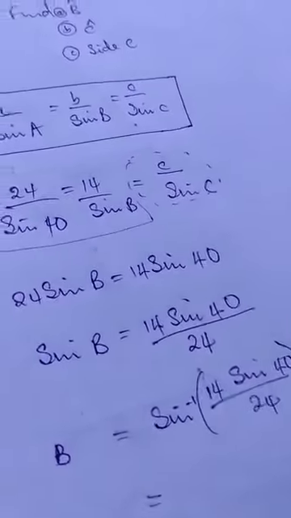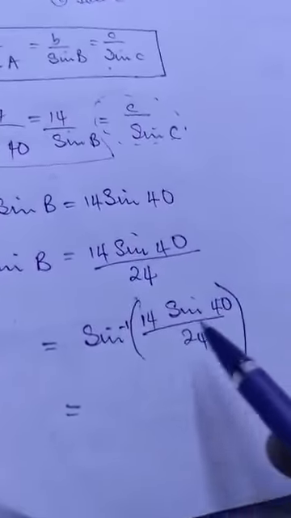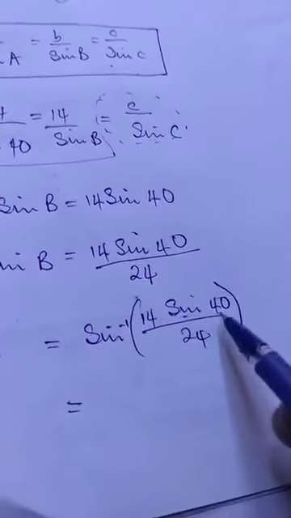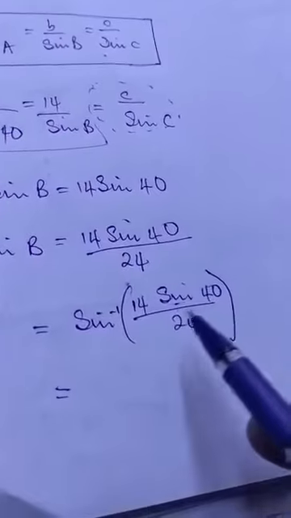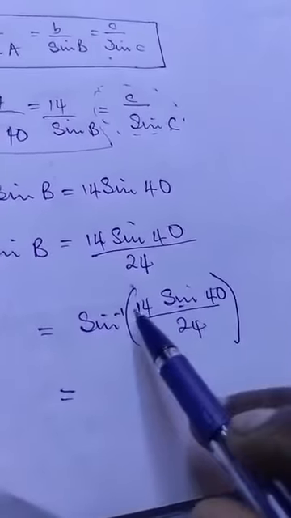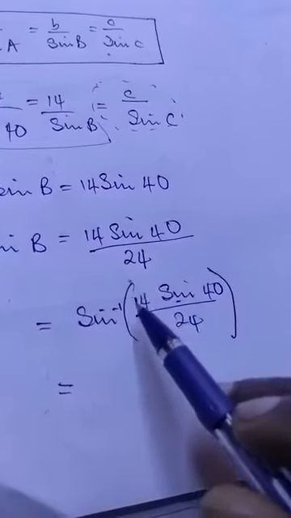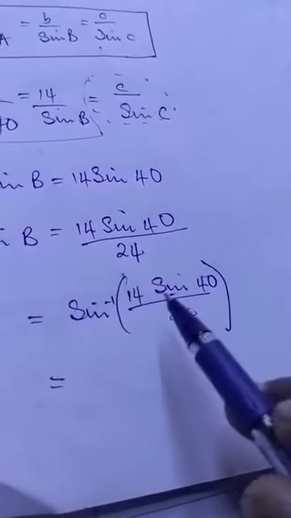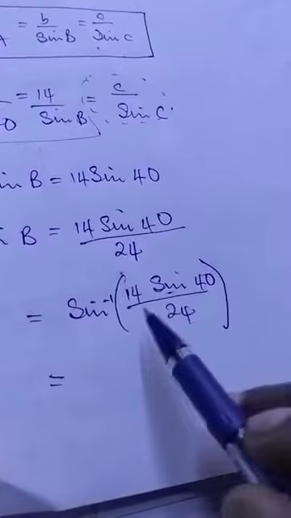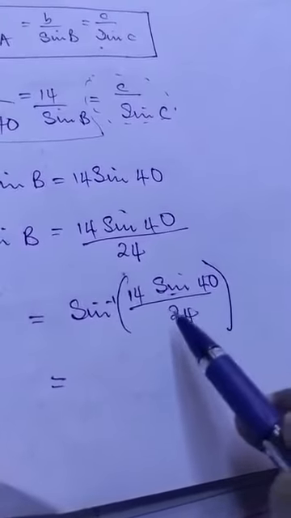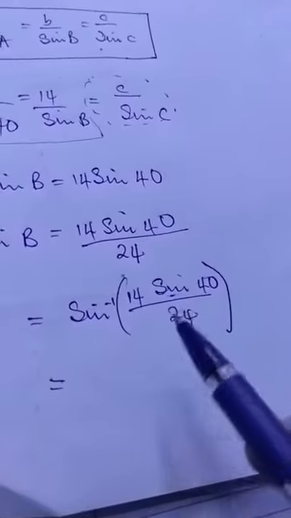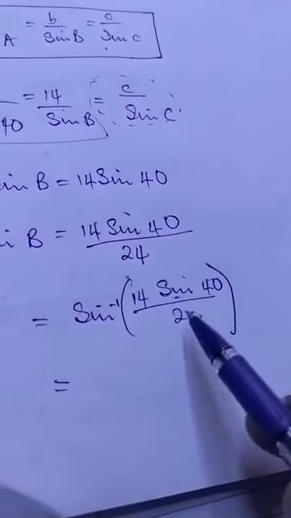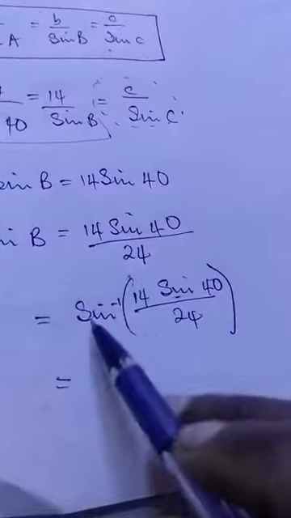Then B is now equal to sine inverse of 14 sine 40 over 24. I don't have a calculator with me right now. So what you do, you punch sine 40 on the calculator. Then after you get sine 40, you multiply the answer by 14. After multiplying the answer by 14, you divide it by 24.